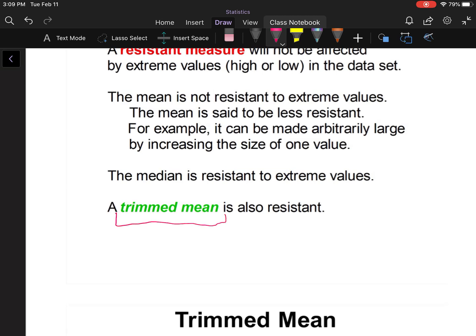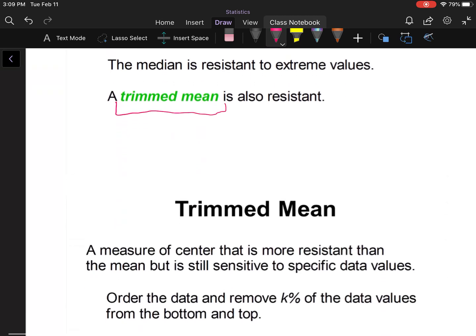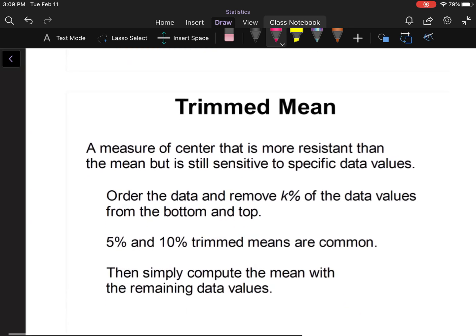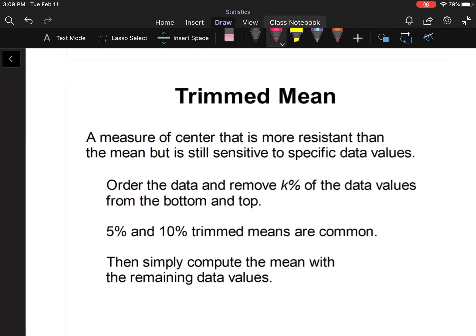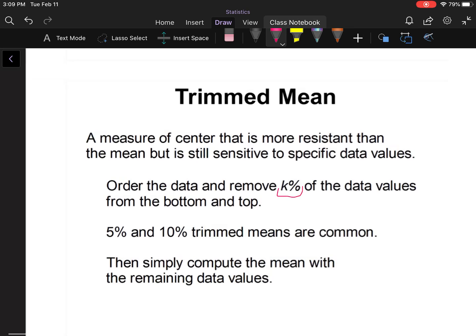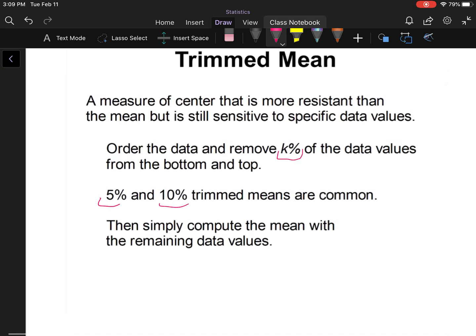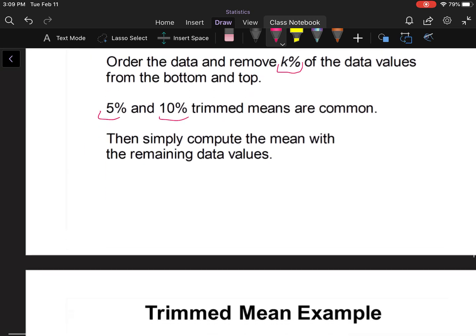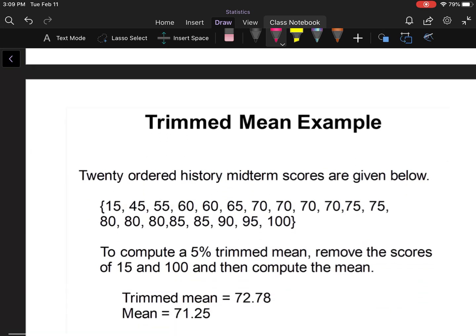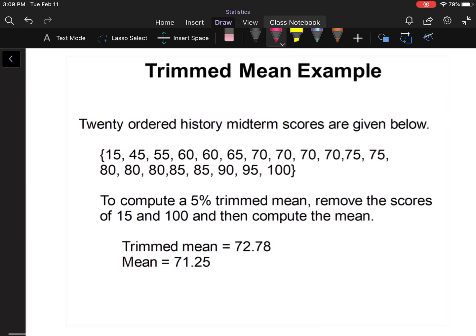Okay, so if you're to trim something, you would kind of get rid of it. And with the trim mean, it's usually a certain percentage of data. So to find that percentage, you're going to take whatever trim mean, usually it's 5% or 10%, and you're going to multiply it by how many pieces of data you have. Okay, so if I've got 20 numbers in a 5% trim mean, I'm going to take 5% of 20, which is 0.05 times 20. That works out to be 1.